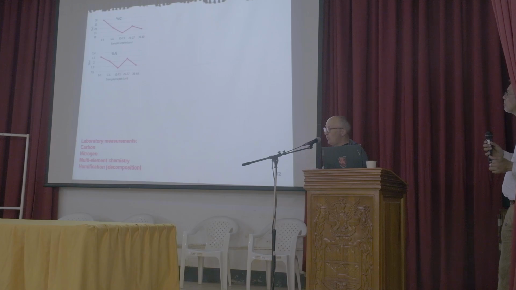So the top left-hand corner is the graph of the carbon content, essentially carbon content for one of the wetlands we've examined in Apurimac, and the second graph is the nitrogen content.